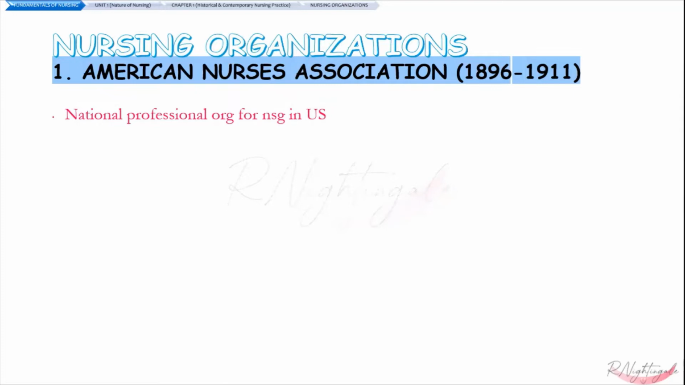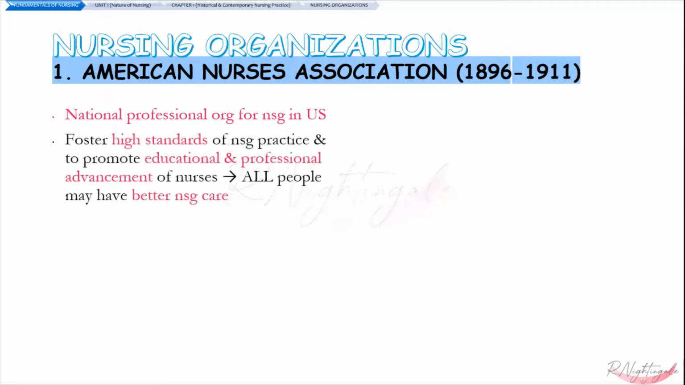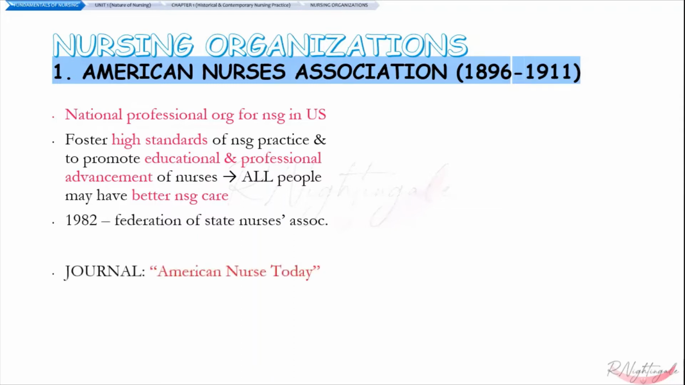The purposes of the ANA are to foster high standards of nursing practice and to promote the educational and professional advancement of nurses so that all people may have better nursing care. In 1982, the organization became a federation of state nurses associations. Individuals participate in the ANA by joining their state nurses association. The official journal of the ANA is the American Nurse Today, and the American Nurse is their official newspaper.